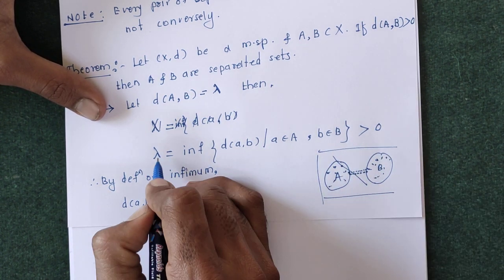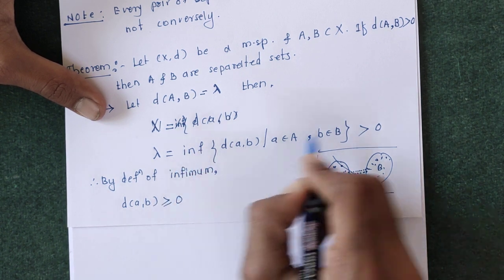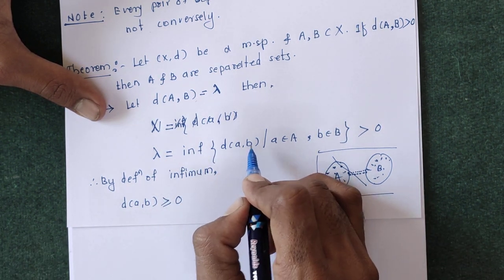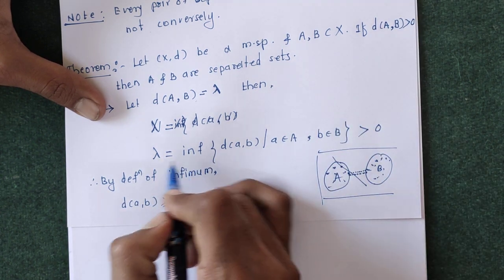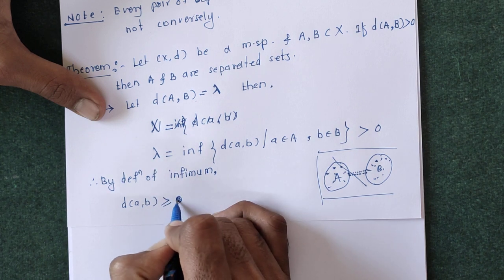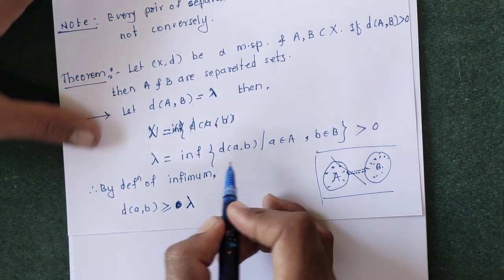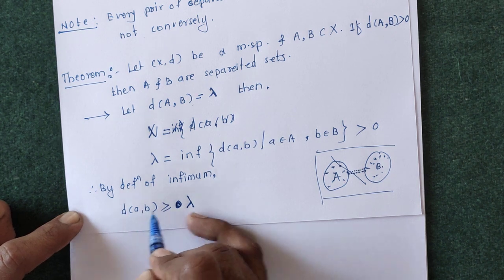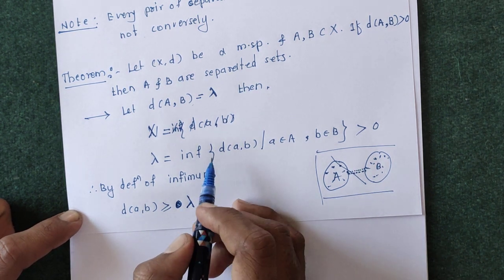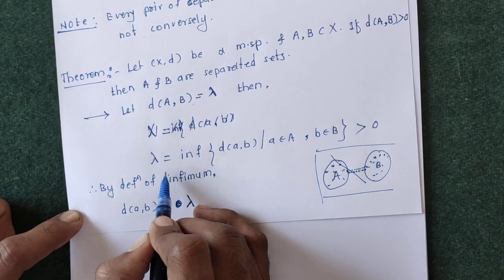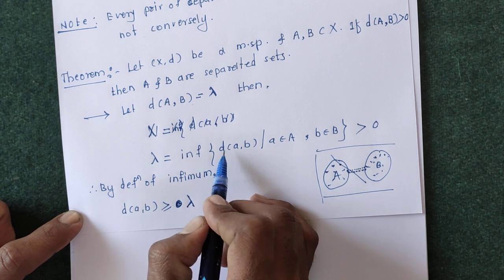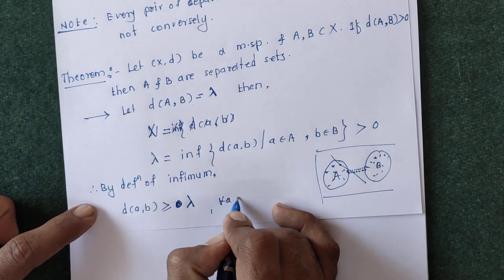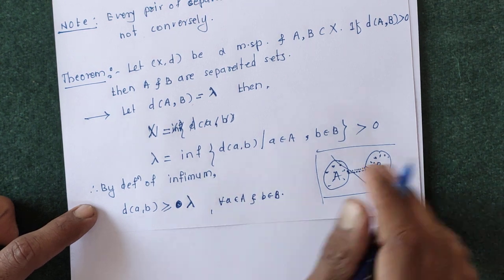Lambda is greater than 0, so we can write the minimum distance of AB is equal to lambda. So for all the other elements, suppose distance of A1 and B1 is equal to lambda, then other distances are clearly greater than that lambda, since lambda is the minimum among all the distances. Whenever the distance of AB is minimum, in that case we get distance of AB equal to lambda, and in all other cases the distance between A and B is greater than lambda. So distance of AB is greater than or equal to lambda for all a belongs to A and b belongs to B. This is by the definition of infimum.